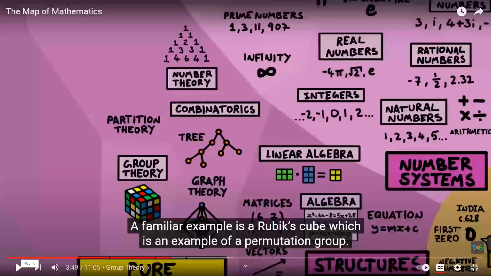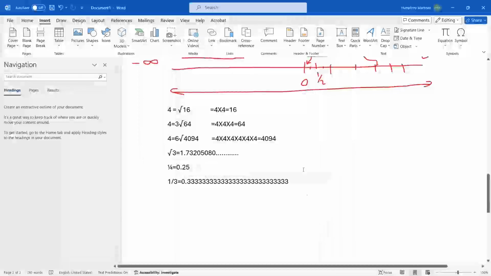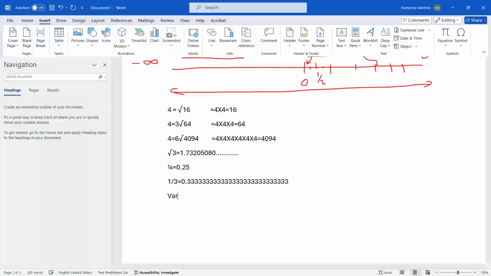Then we are going to review some of these concepts with you right now. You know what a variable is?